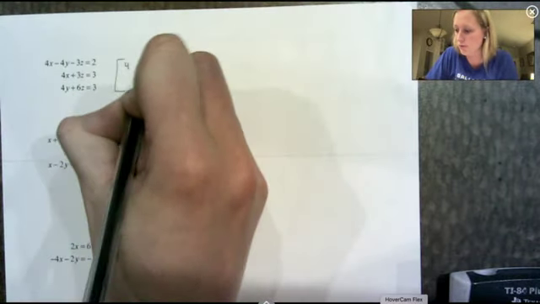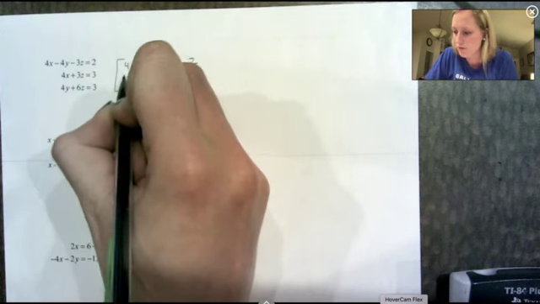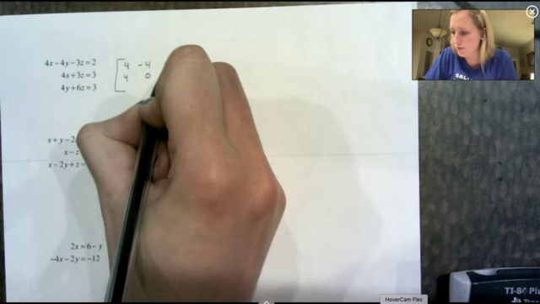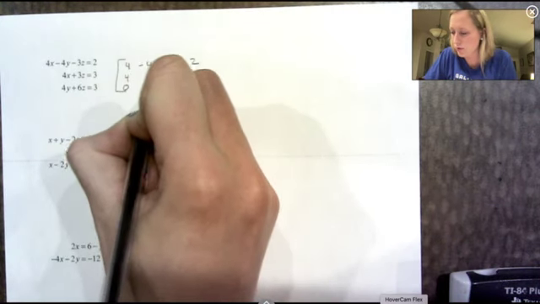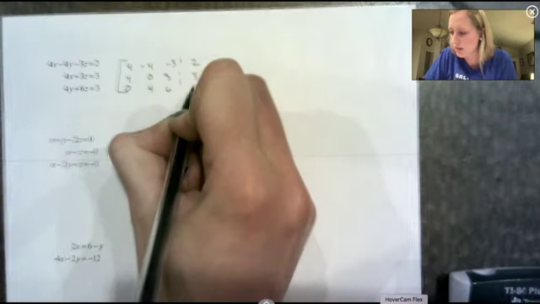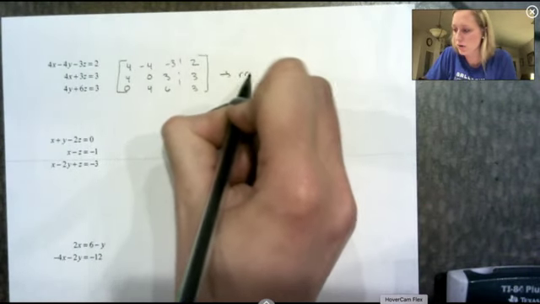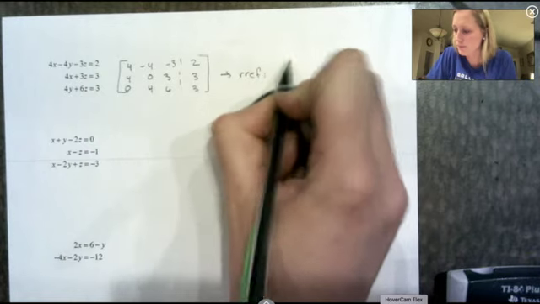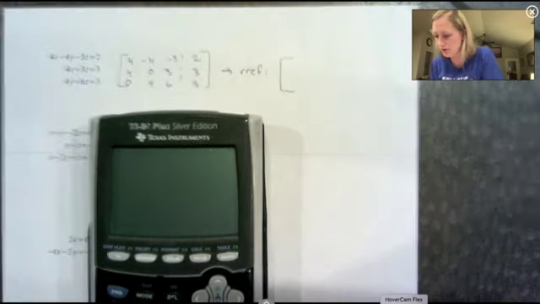So I have 4, -4, -3, 2, 4x, 0y, 3z, 0x, 4y, 6z. Okay, so then reduced row echelon form. Okay, so let's see what we get here. So we got to enter these now into the calculator.